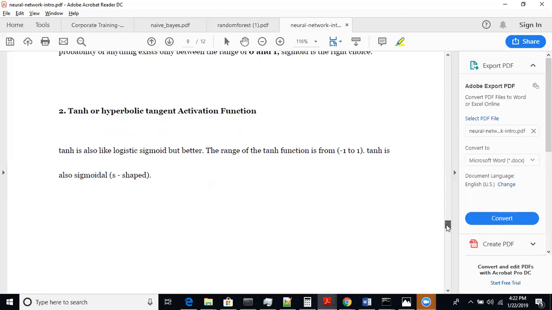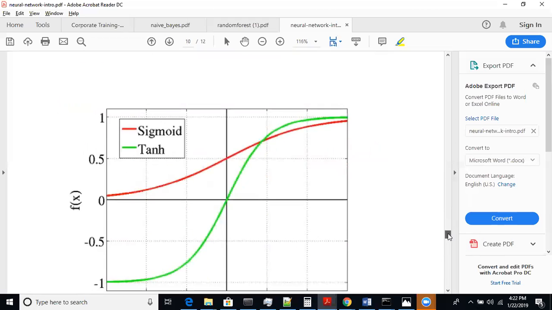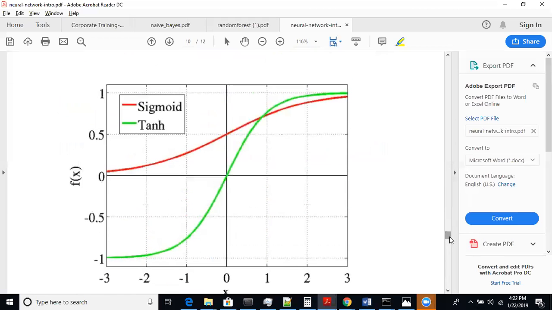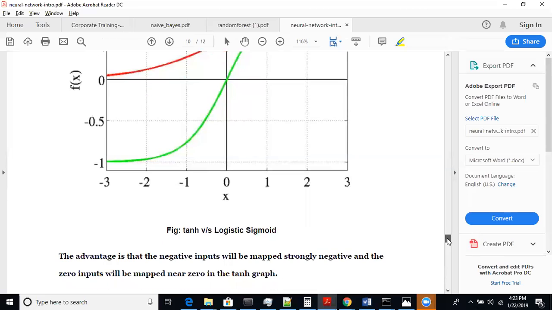Correct. So tanh, the hyperbolic tangent, is also an activation function like the sigmoid, but it's better. The range is -1 to 1, whereas sigmoid is from 0 to 1. What it says is that negative inputs will be strongly mapped to negative values, and the 0 input will be mapped near 0.